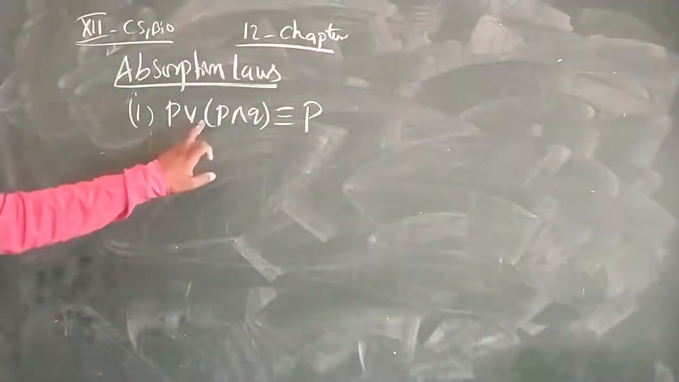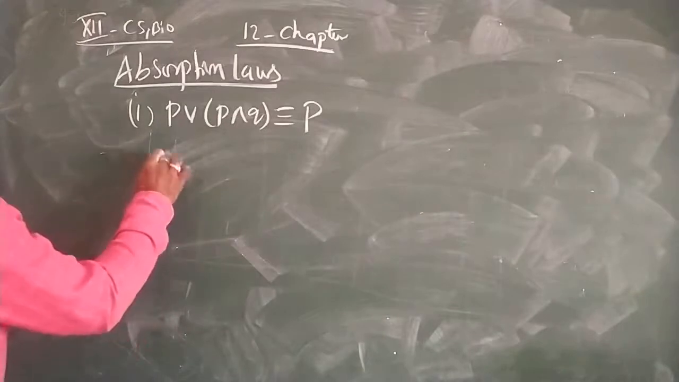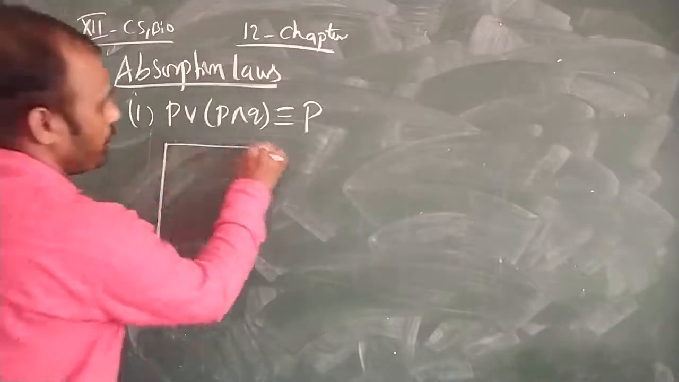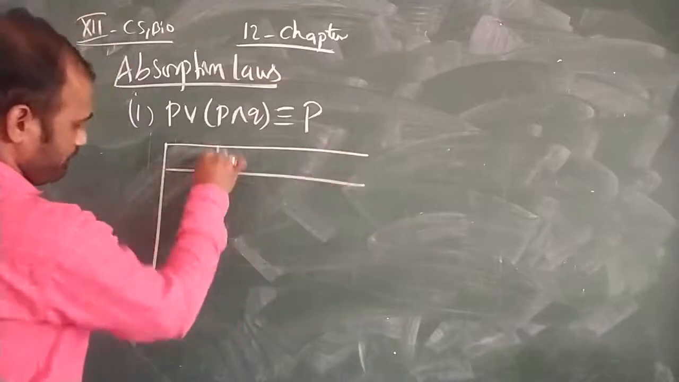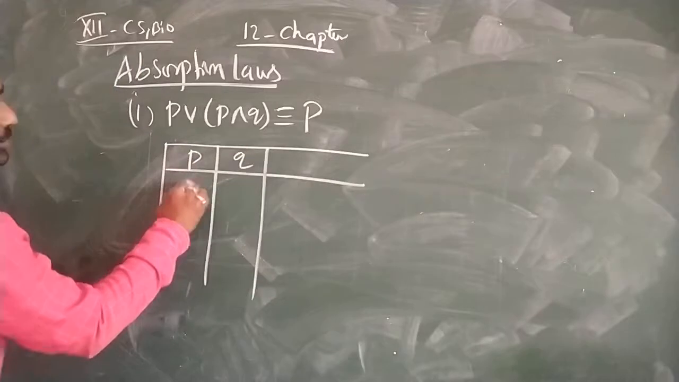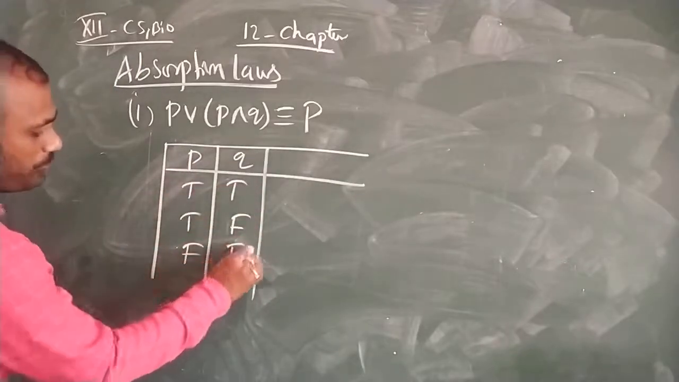Here P or (P and Q) is equivalent to P. So this law we need to prove. So we can see that only two variables are there. So we need to make totally four rows. One is P, the other one is Q. So true, true, true, false, false, true, false, false.